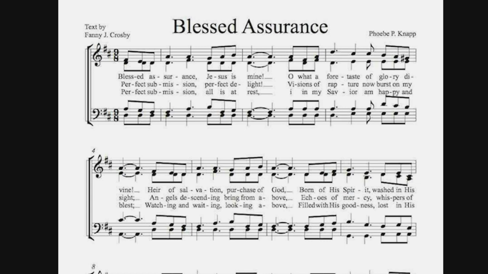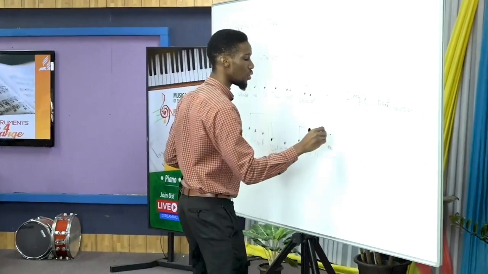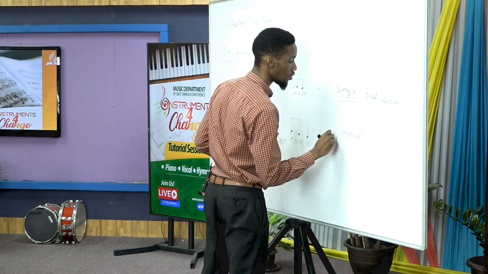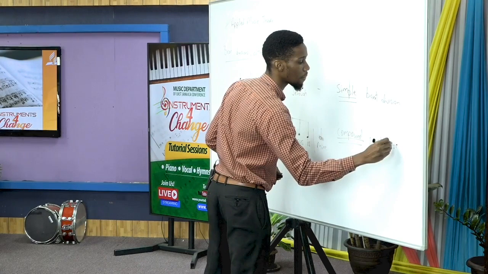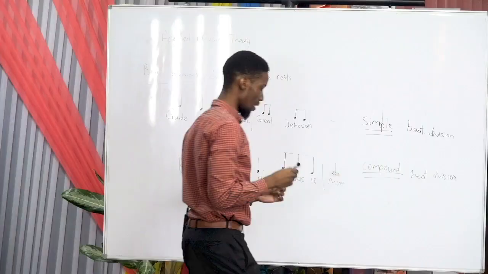So you see that set of three quavers right at the start. "Blessed are", you see three quavers, and then "Jesus is", you see three quavers again. "Blessed are Jesus is." That beat division is what we call a compound beat division. "Blessed are." So it's divided in three.